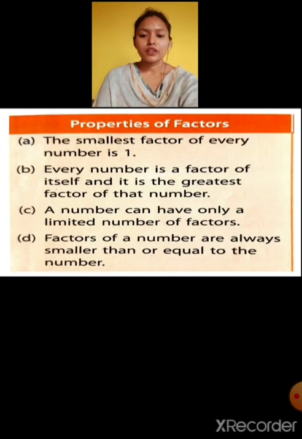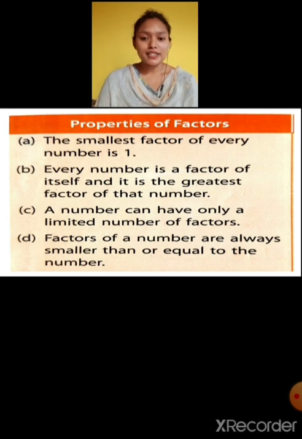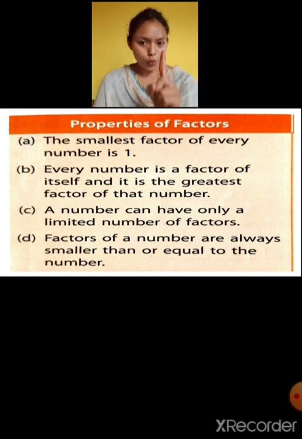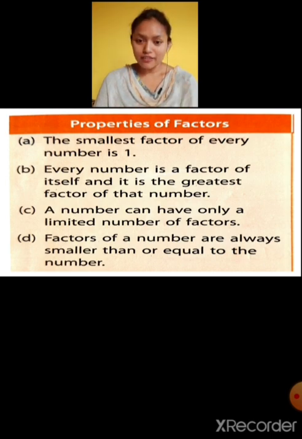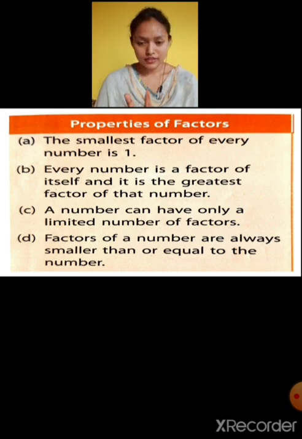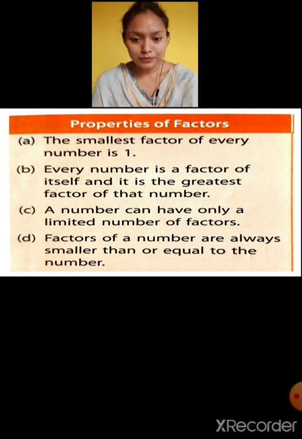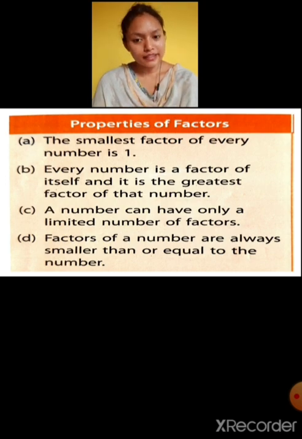Next point, let's quickly recap the properties of the factors. First, repeat with me: the smallest factor of every number is 1. Second, every number is a factor of itself and it is the greatest possible factor of that number. Third, a number can have only a limited number of factors. Factors are always equal to or smaller than the number.